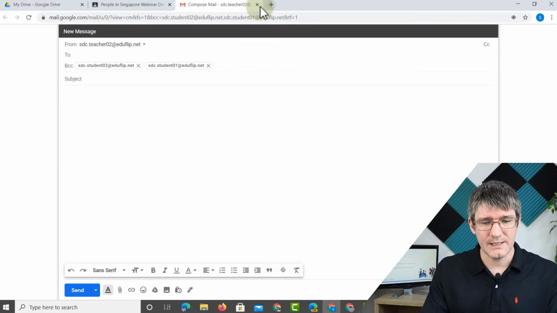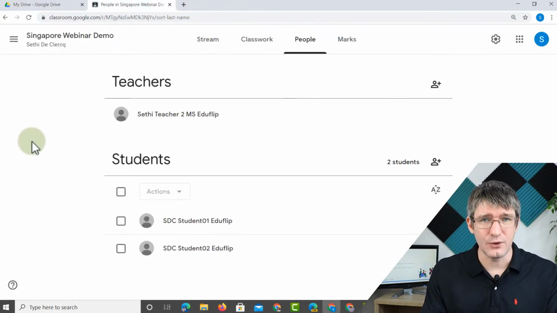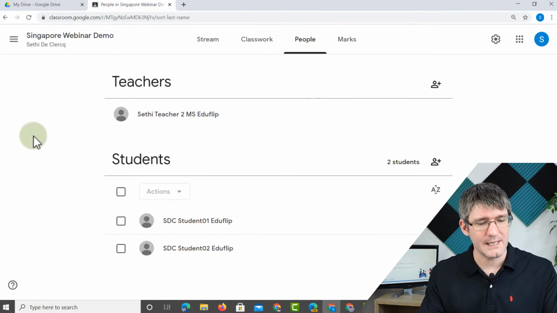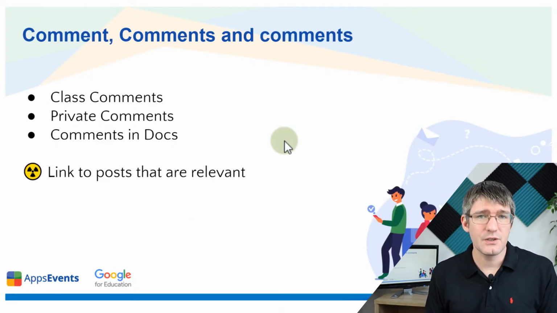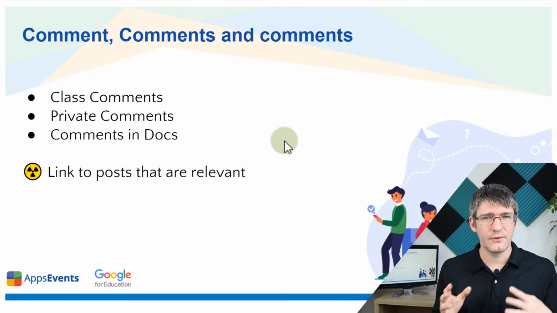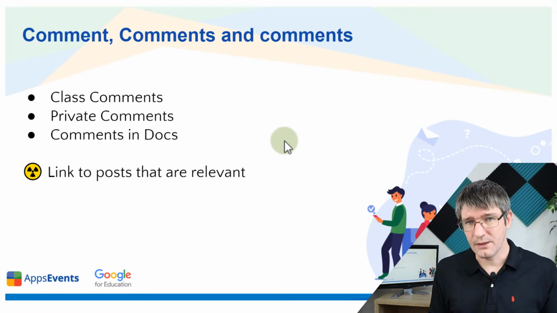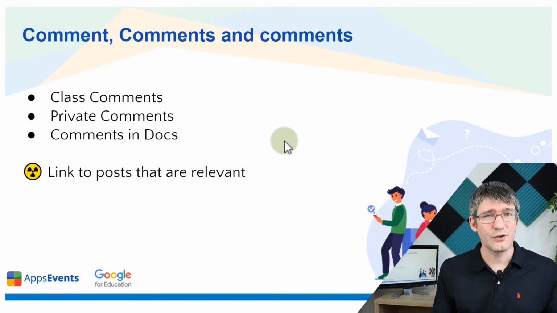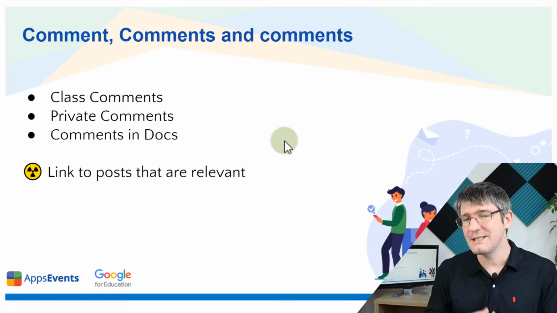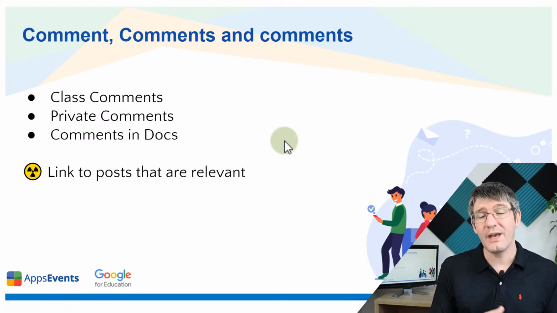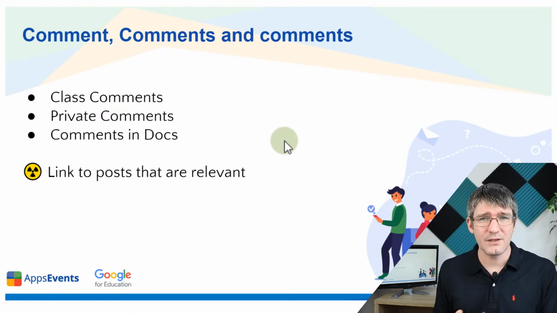Let's go ahead and close this for now and look at the other ways that you can communicate within Google Classroom. Now, as you can see on the slideshow, there are 3 different ways of communicating with comments. Now we have the class comments. These are comments that everyone can read and everyone can interact with. Then we have the private comments. These are comments that only the student you have sent it to can read, as well as your co-teachers.